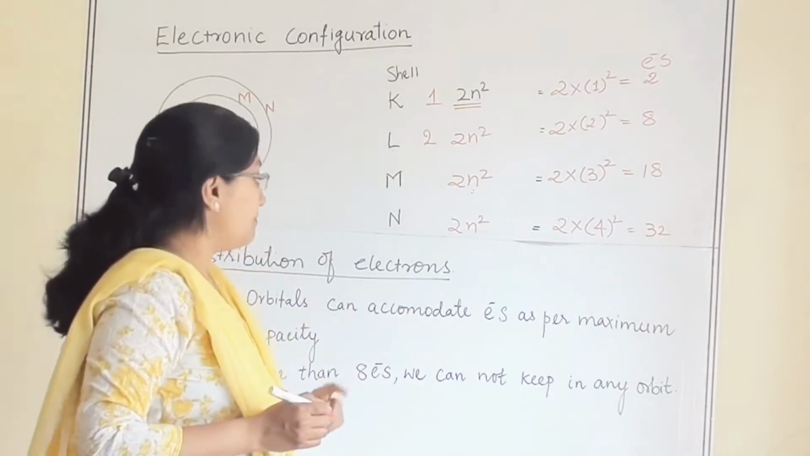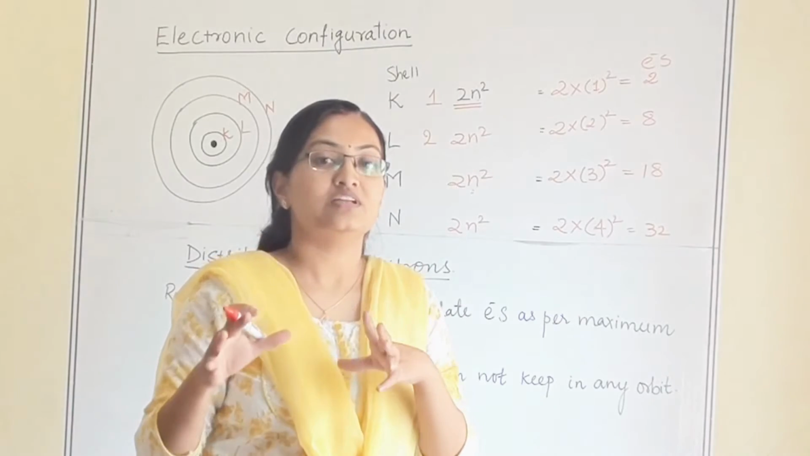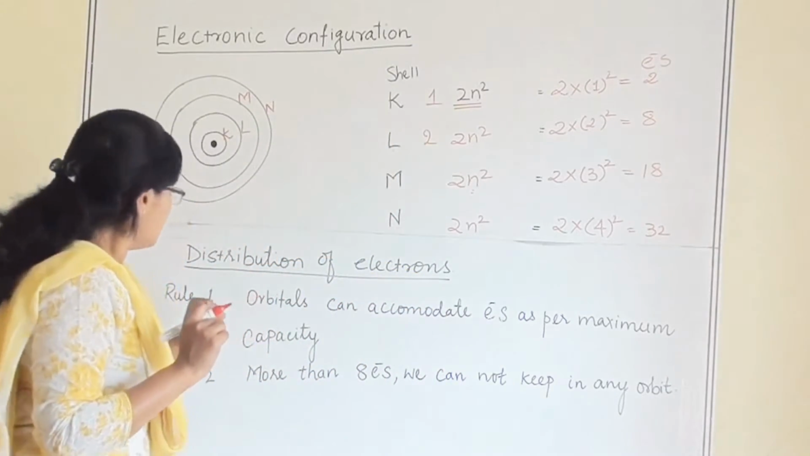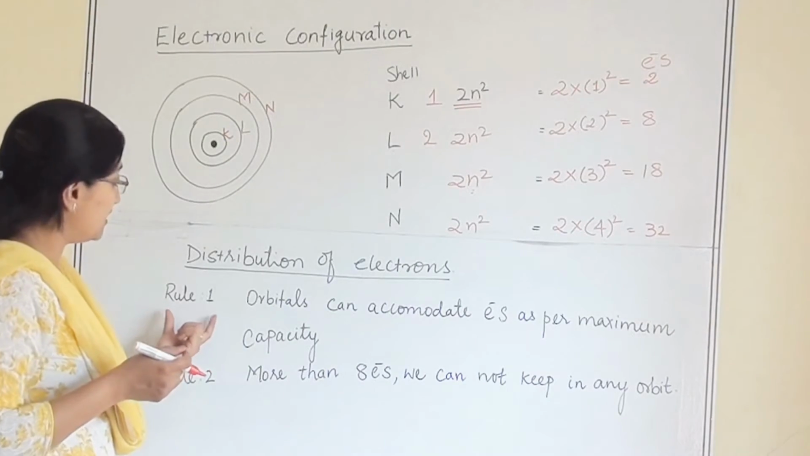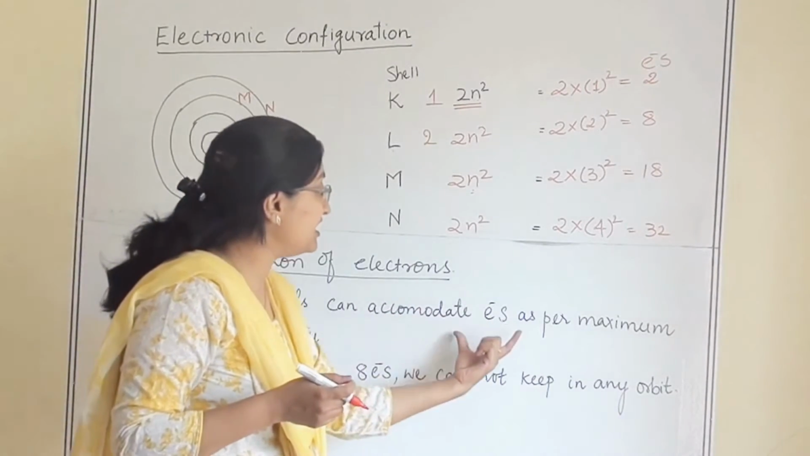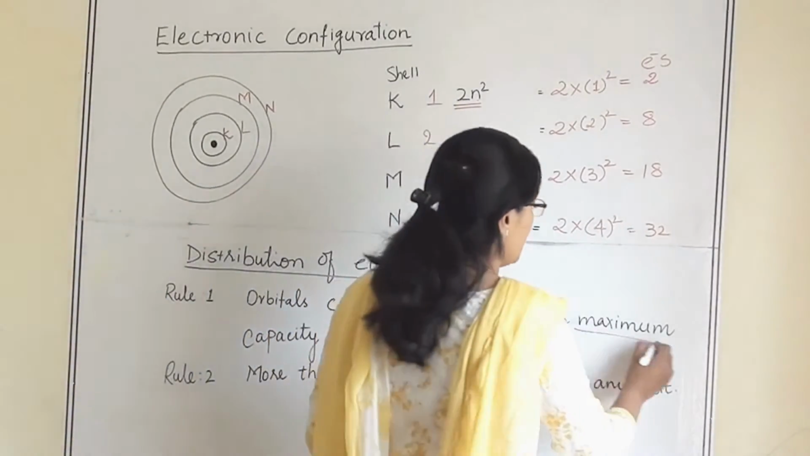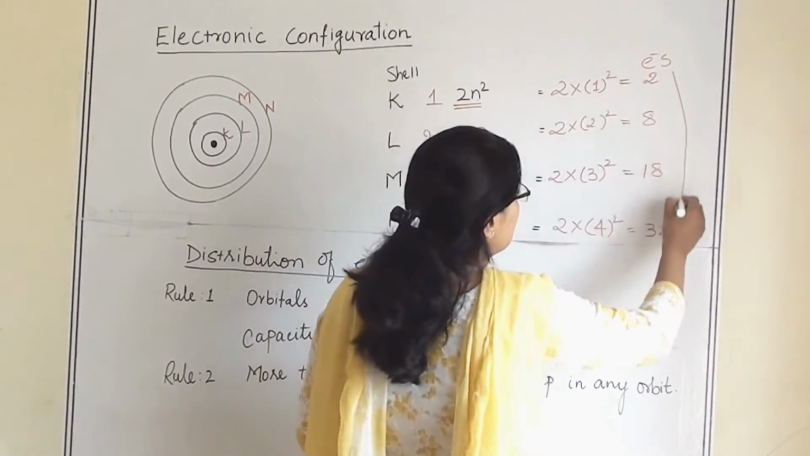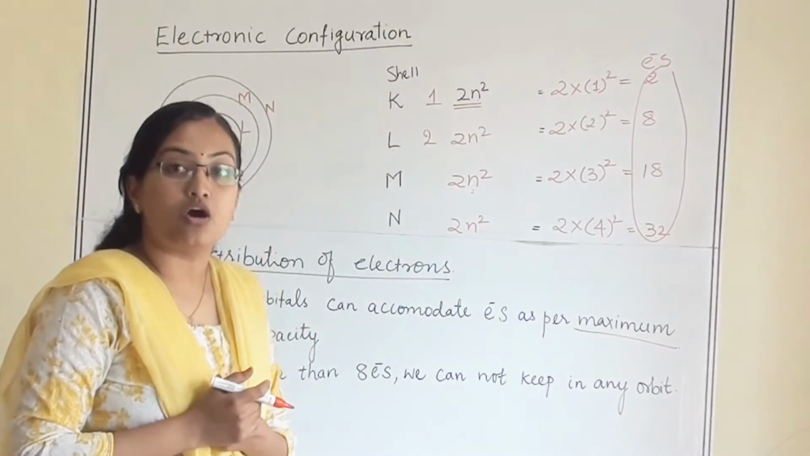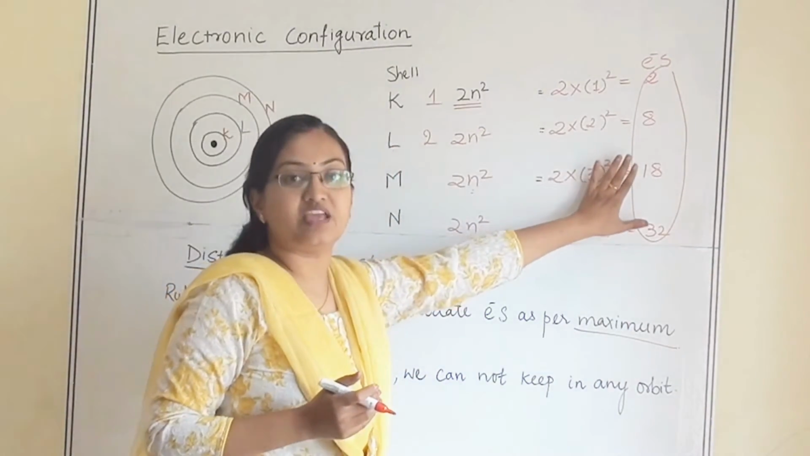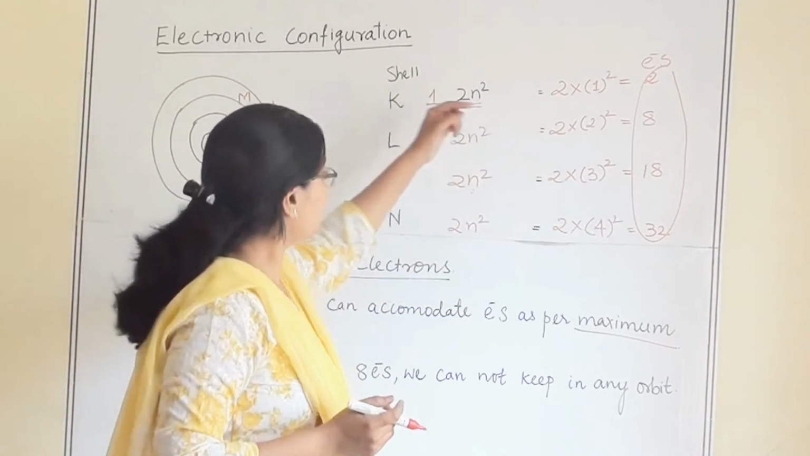But now there are 2 basic rules to distribute electrons. So how are we going to distribute electrons? Rule 1: orbits can accommodate electrons as per their maximum capacity. What is the maximum capacity? This is the maximum capacity of each and every orbit. More than this, we cannot keep electrons in that particular orbit.